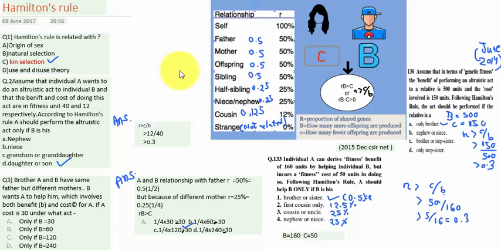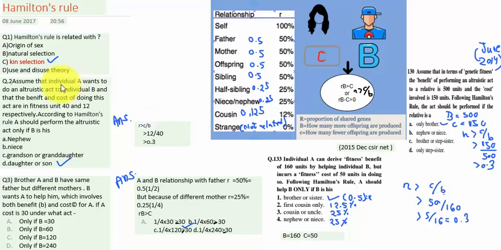So let's discuss some questions of CSIR NEET. The first question: Hamilton's rule is related with, the answer is kin selection. How? Because in kin selection, the individual will sacrifice their own life to save or help closely related organisms by ensuring the survival of the shared genes. And that type of selection is favored by natural selection, which asserts Hamilton's rule.